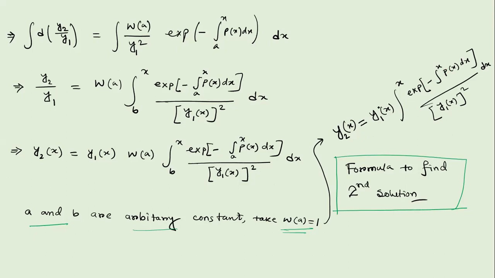So previously we saw that there is the Frobenius method, a method by which we can find the linearly independent solution. Here we can also find the solution if we know a single solution. If you know one solution, then we can find out the other solution by this formula. Okay.